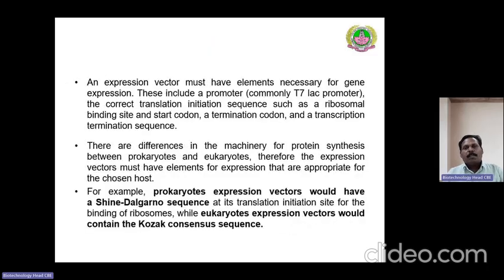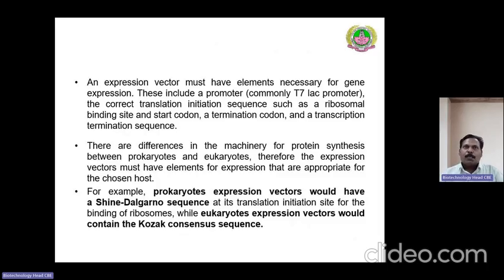So the expression vector must essentially contain genes that are necessary for gene expression. In the sense to transcribe a cloned gene, it needs a promoter region. So the most commonly used promoter is the T7 lac promoter in a bacterial expression system, which also possesses the ribosome binding site, RBS, a start codon, a termination codon, and termination sequences for terminating the transcription event. So there are differences in the machinery for protein synthesis between prokaryotes and eukaryotes. Therefore, the expression vector will have elements that are appropriate for the chosen host.